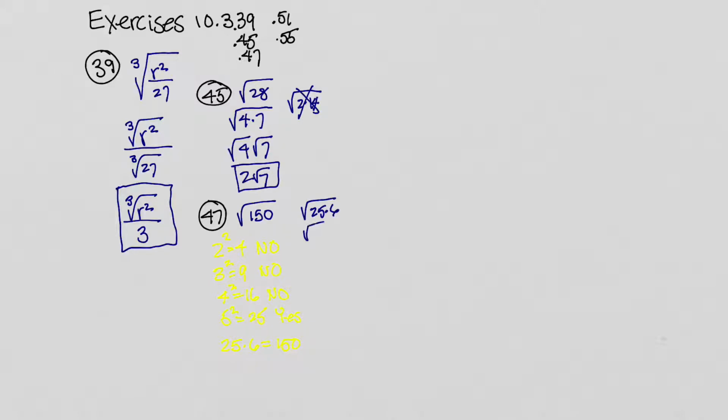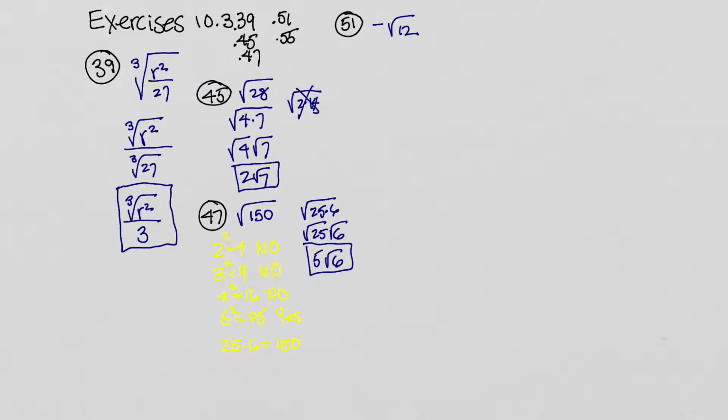Now I can break these apart. Square root of 25, square root of 6. The square root of 25 is 5, so we get 5 square roots of 6. And then what we're saying here is that if you have one of these, one square root of 150, that's the same as having 5 square roots of 6.